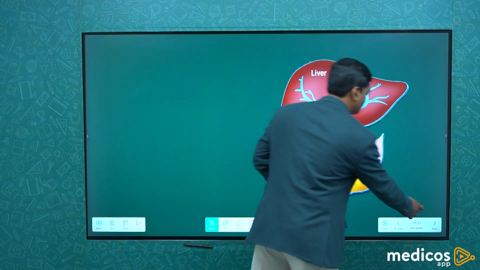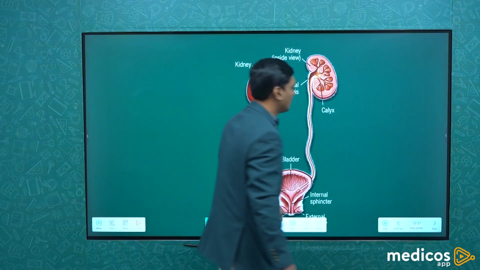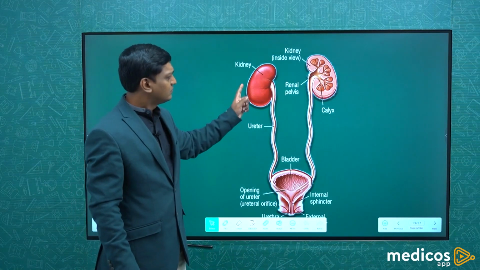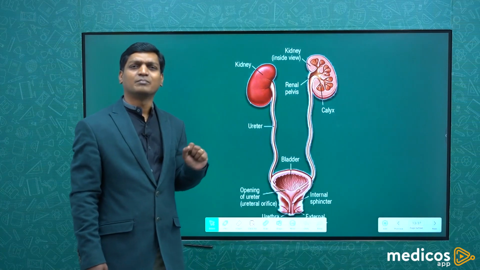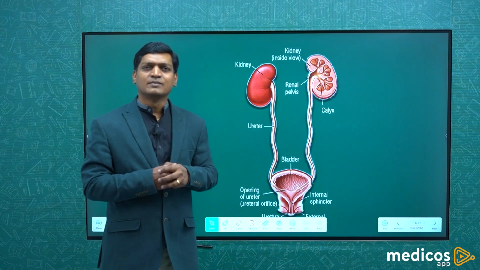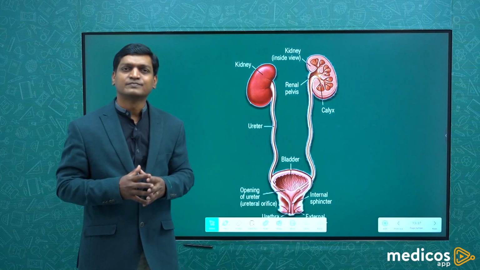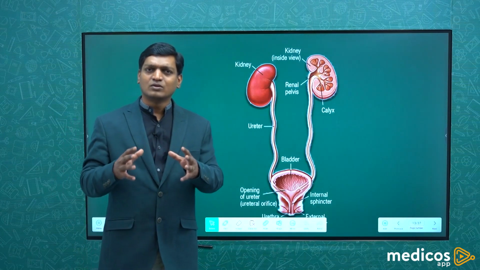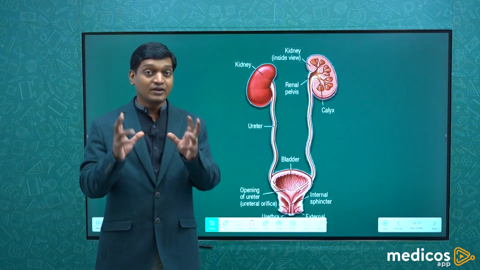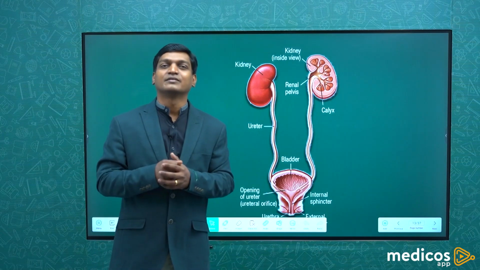Next is another important organ. This is a retroperitoneal organ, behind the peritoneum. So when you consider these kidneys, what are you supposed to learn? As I told, location of this organ, then coverings of the kidney, that is important.